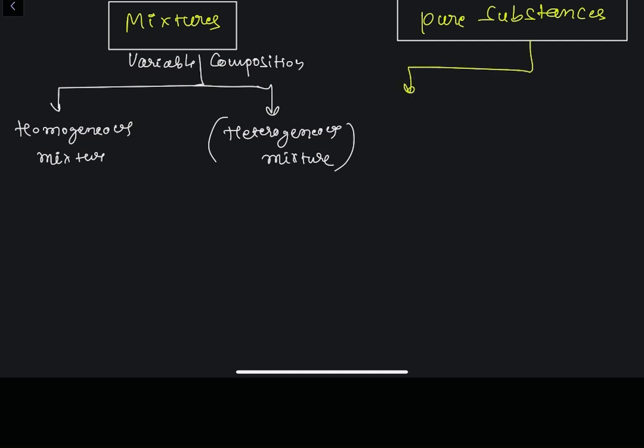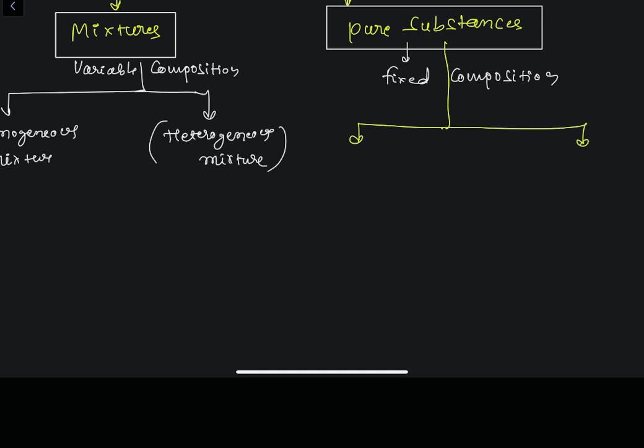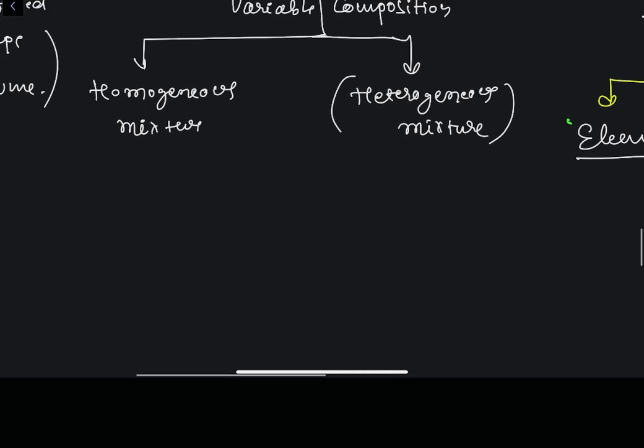When it comes to the second one, pure substance. Pure substances have a fixed composition and their constituents cannot be separated by simple physical methods. These properties do not vary for a pure substance. So I'm mentioning here they have fixed composition. And it is classified again further into two types. One is elements, another one is compound. Both are important, just remember. So one by one we'll discuss.